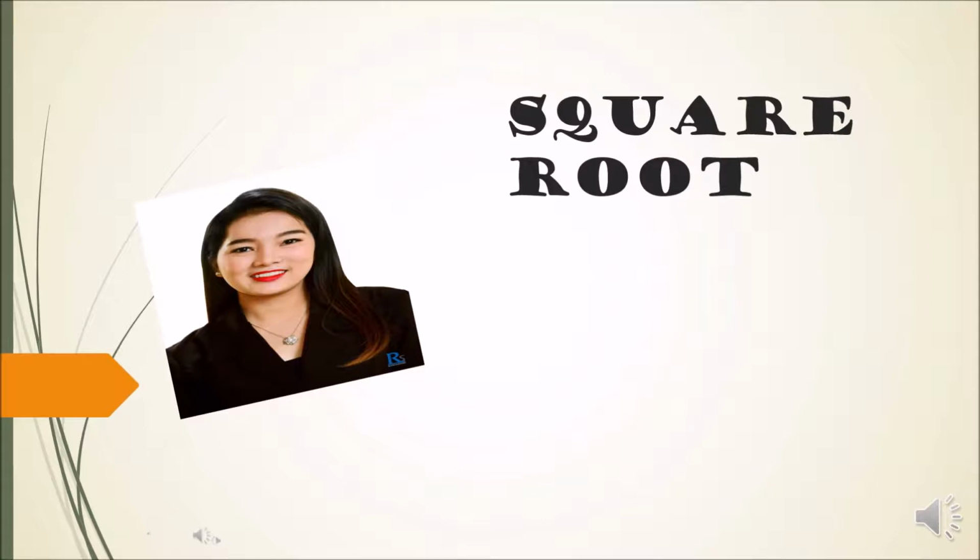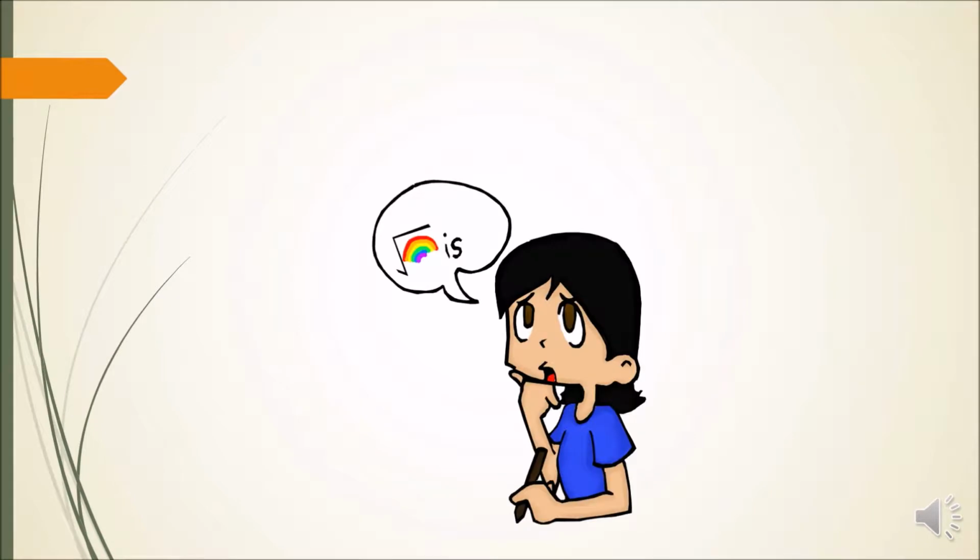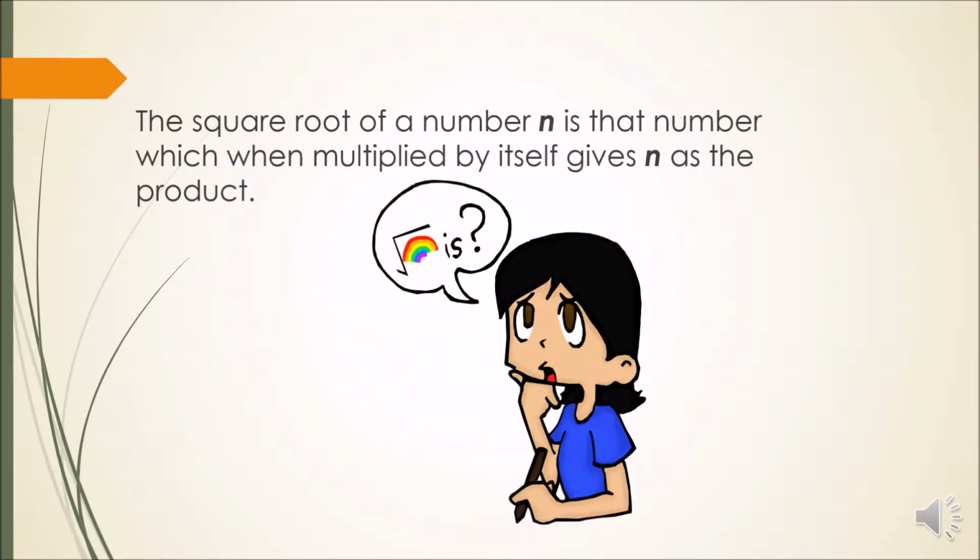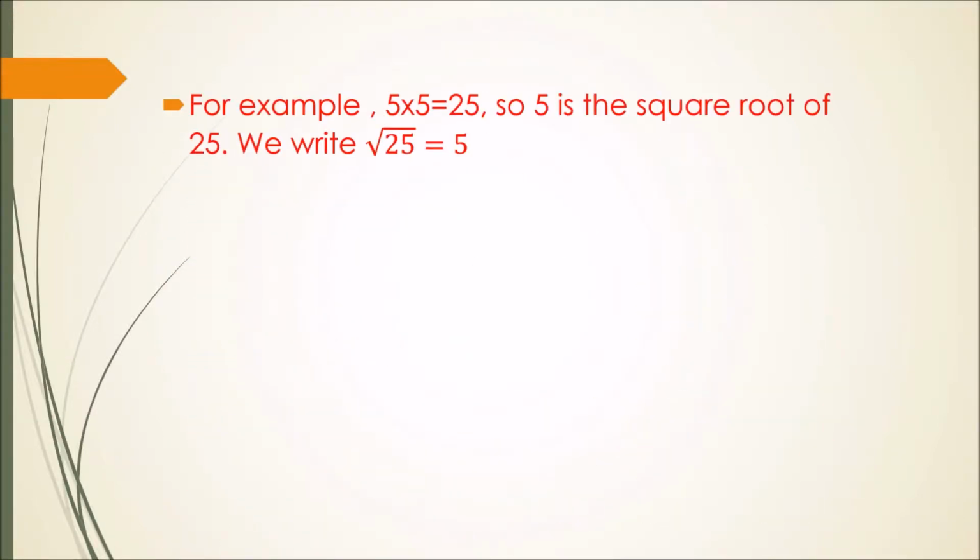Hi everyone. Today I'll be discussing how to get the square root of a number. The square root of a number n is that number which, when multiplied by itself, gives n as the product. For example, 5 times 5 is equal to 25, so 5 is the square root of 25. We write the square root of 25 is equal to 5.